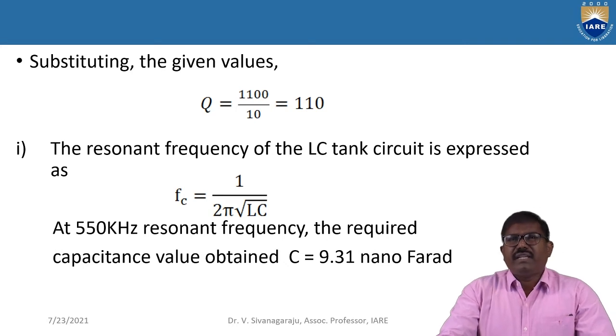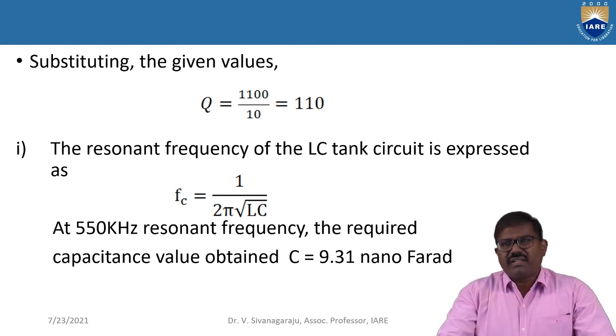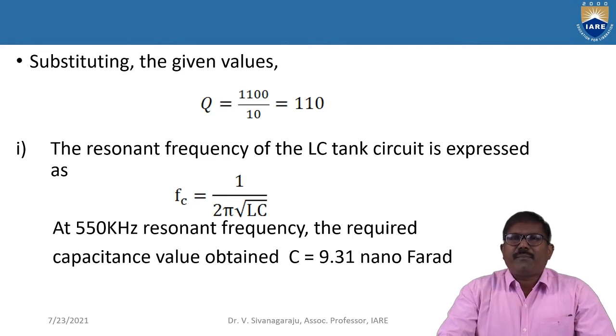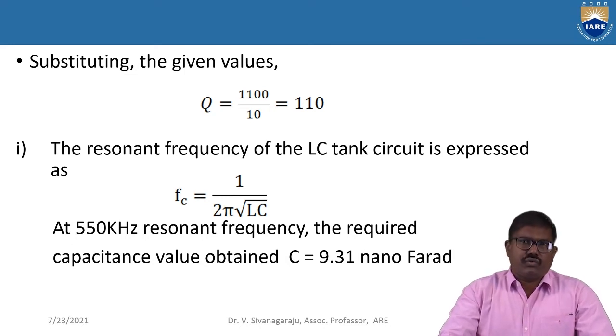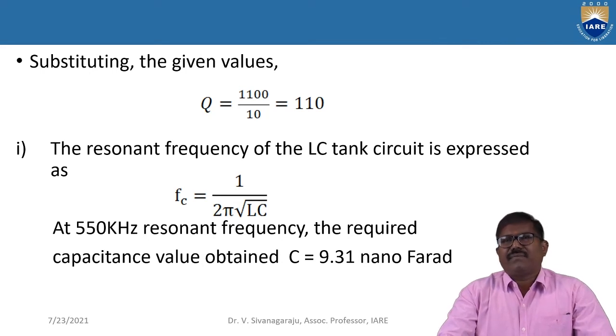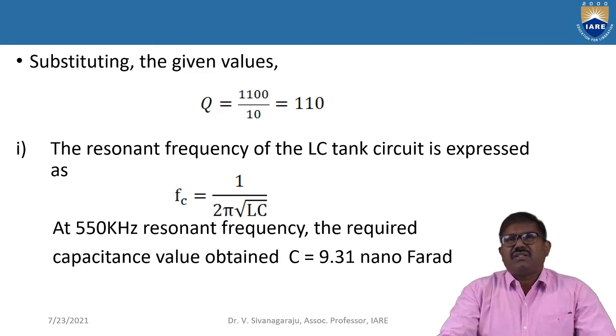So at 550 kilohertz, the resonant frequency, the required capacitance value obtained, that value is C, which is equal to 9.31 nanofarad. So we are going to substitute all the values. Why? Because I want to see how much capacitance.